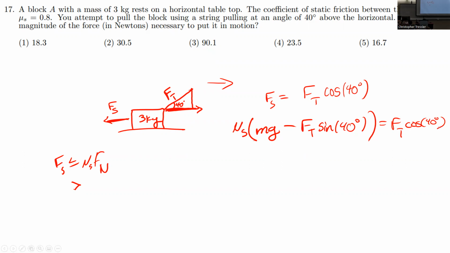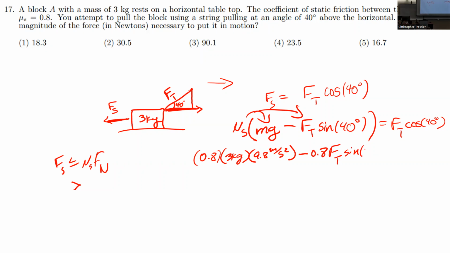Right, so now we have a big long thing, but we're going to use this. We're going to have 0.8, and we're going to do mg. So m, does it give us the m? Yeah, it gives us 3 kilograms. And then gravity is 9.8 meters per second squared. And then minus, we have to distribute this, remember? That's what I'm doing right now. So it's going to be minus 0.8 times the force of tension sine 40 degrees, equals force of tension cosine of 40 degrees.